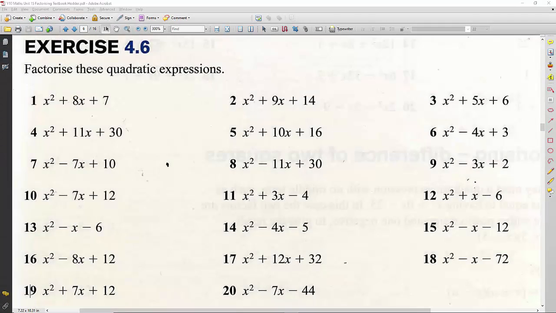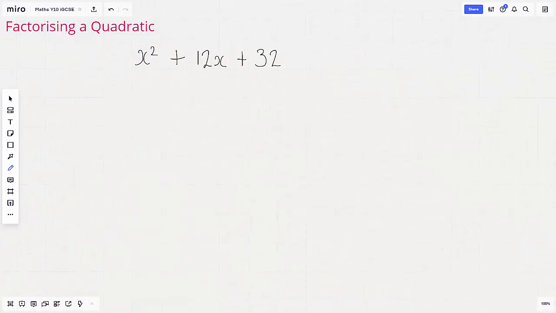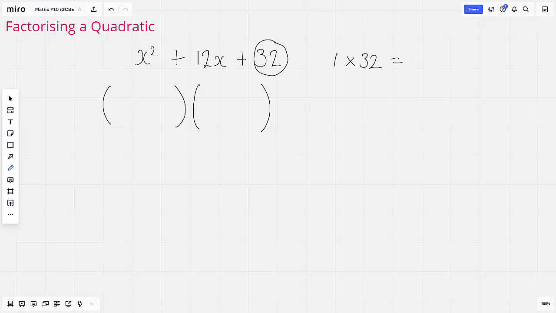And let's up the challenge one more time. We'll try question 17, which says x squared plus 12x plus 32. We need to find the factors of that. So again, put our brackets down, and look at the last number here, 32, and look for factors of 32. I guess 1 times 32 will give us 32. 2 times 16 will give us 32. And maybe 4 times 8 will give us 32. Now we can always reverse those numbers as well.